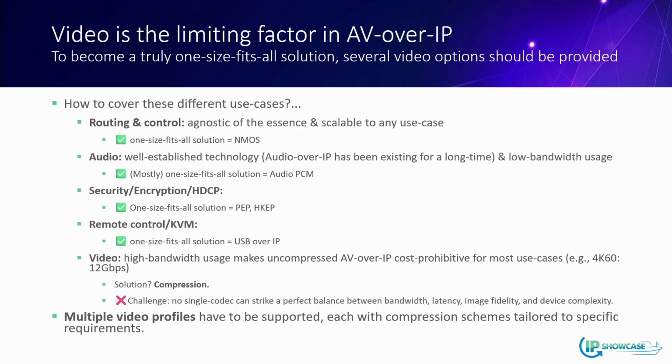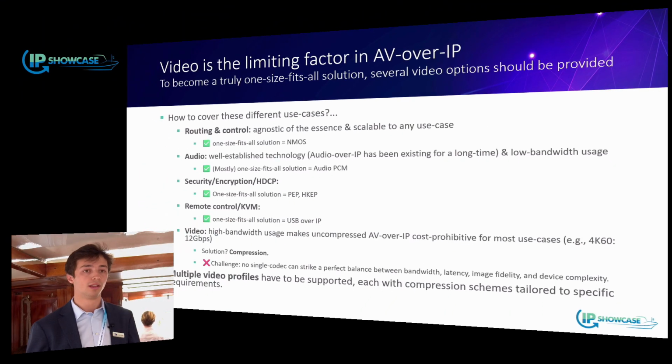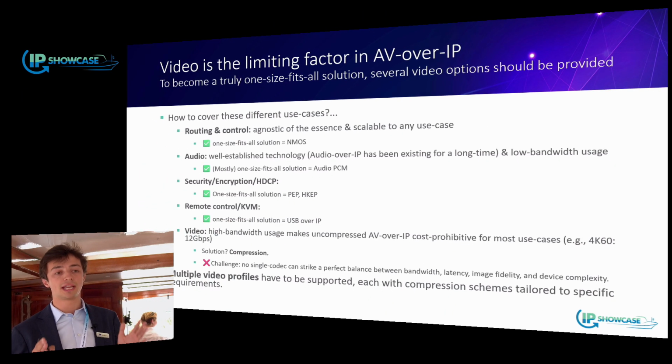And within those devices, video is really the limiting factor. That's what puts the most constraints on the device. Because when it comes to routing and control, for example, as Rob said, NMOS is really a must-have and is really a simple solution in the sense that it's been deployed a lot and it doesn't take that much network bandwidth and doesn't take much processing power. The same is true for audio. Audio over IP has been there for a long time. It takes bandwidth, but not as much as what you have with video.